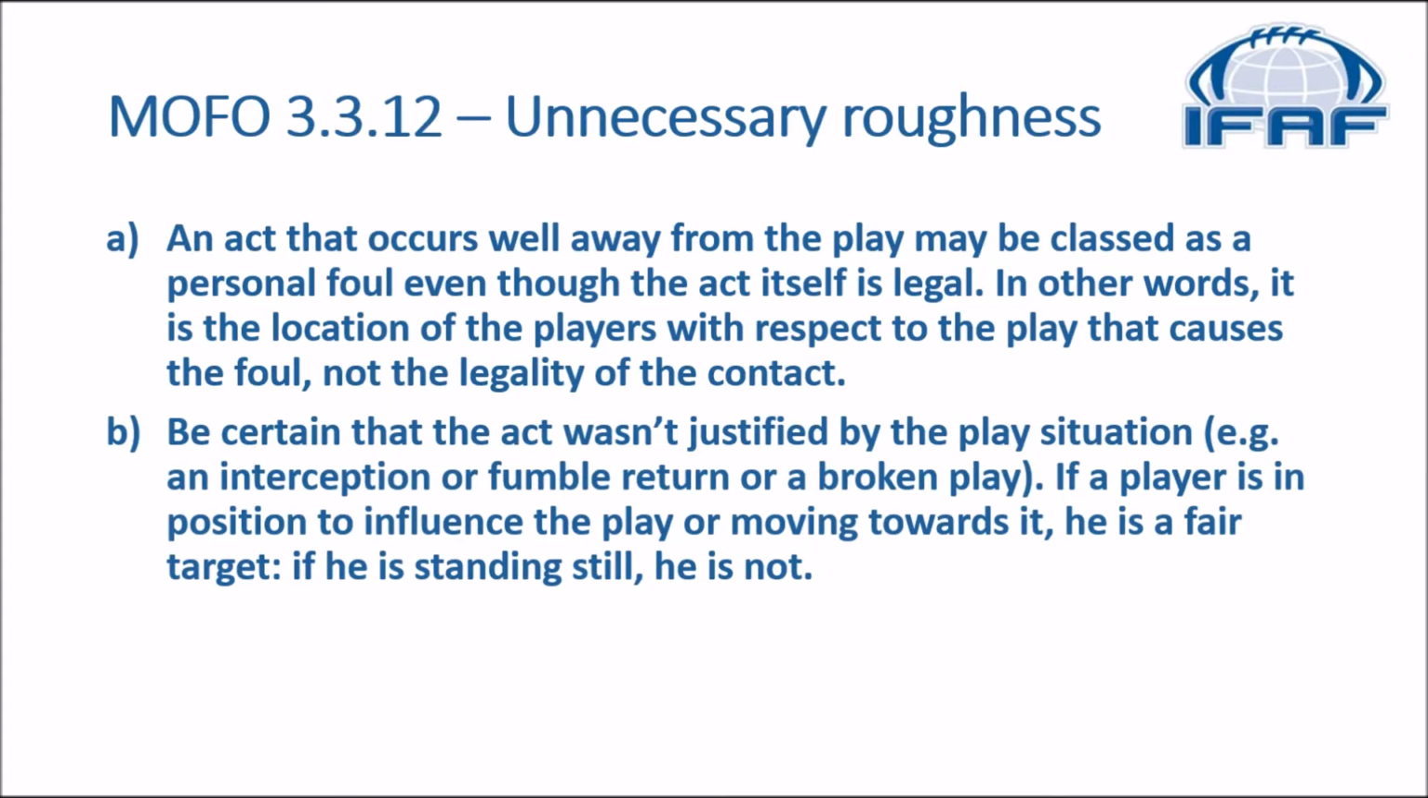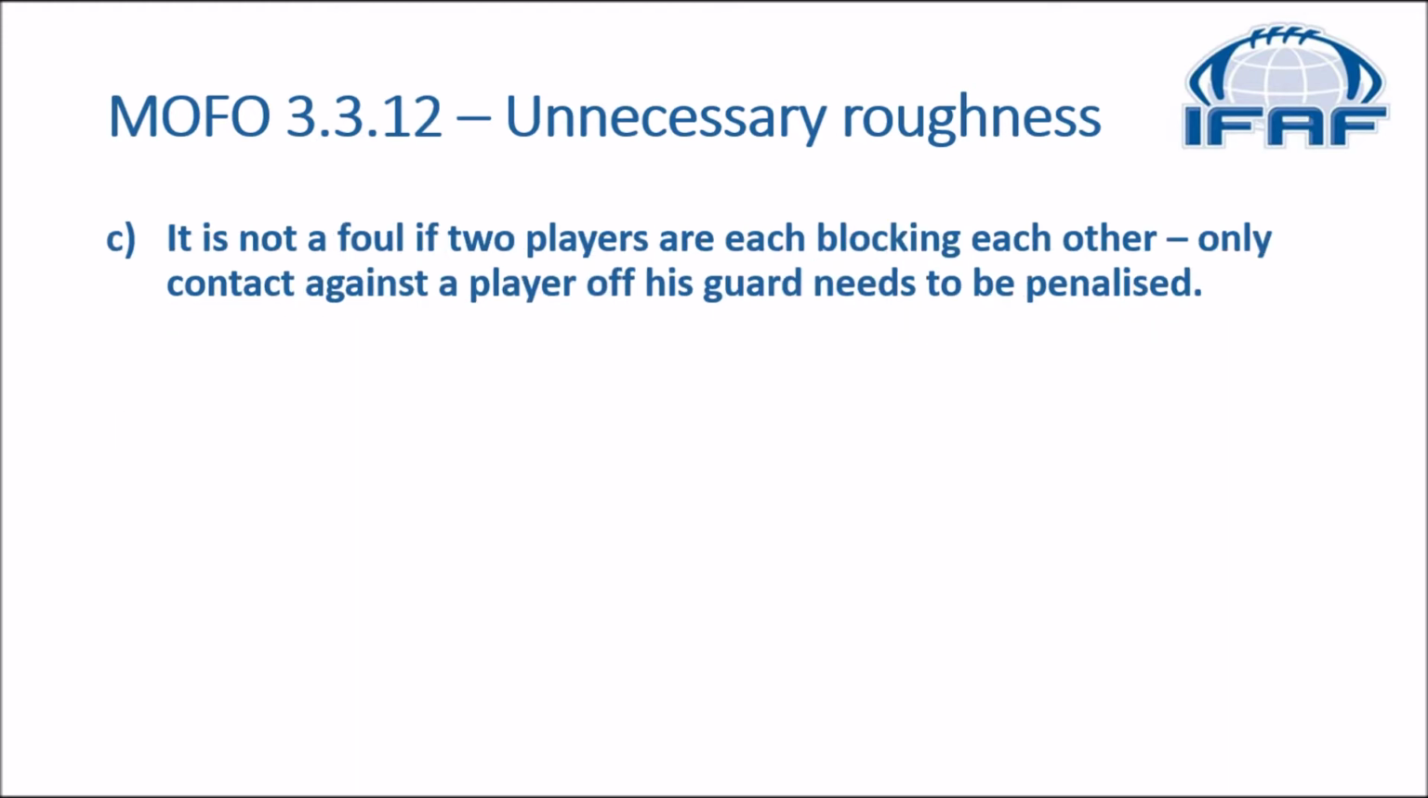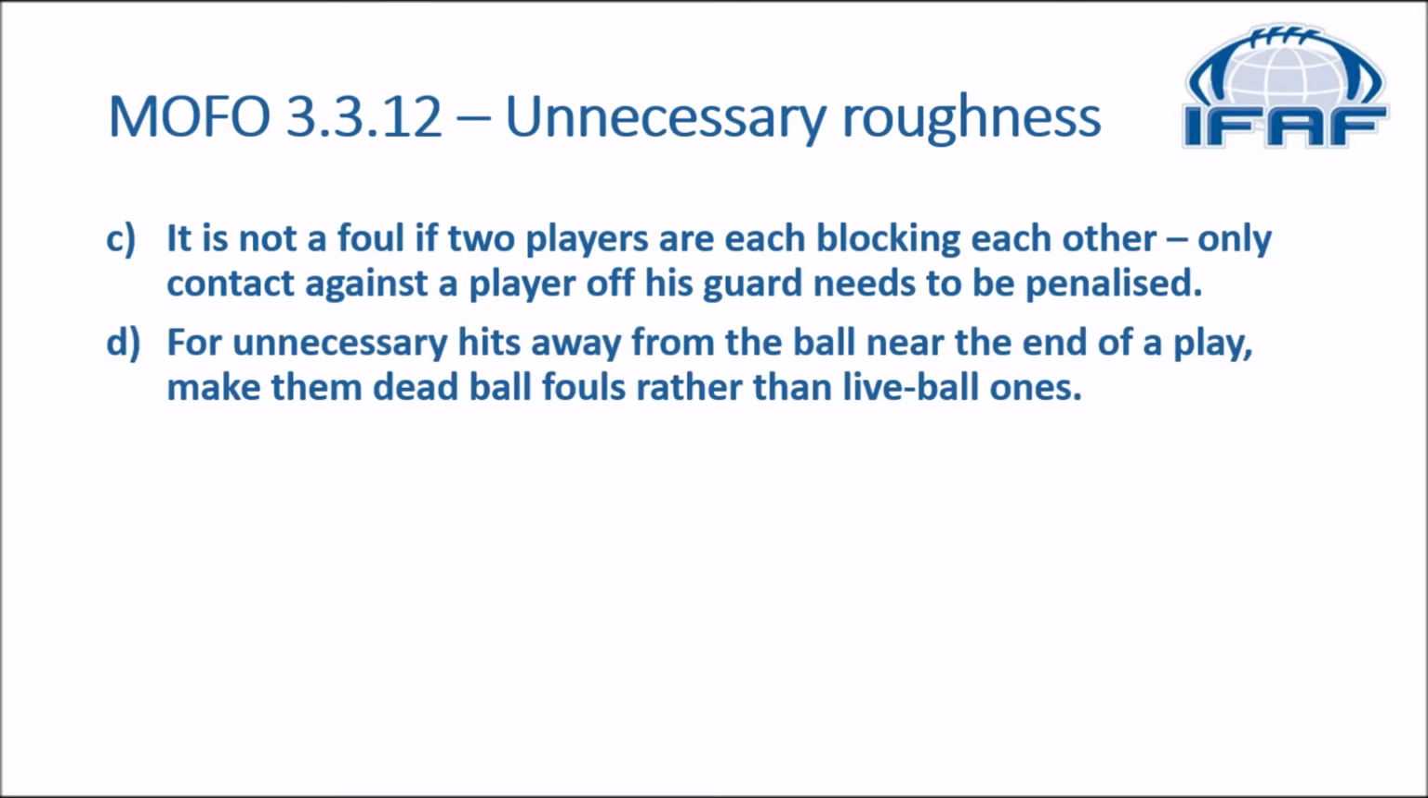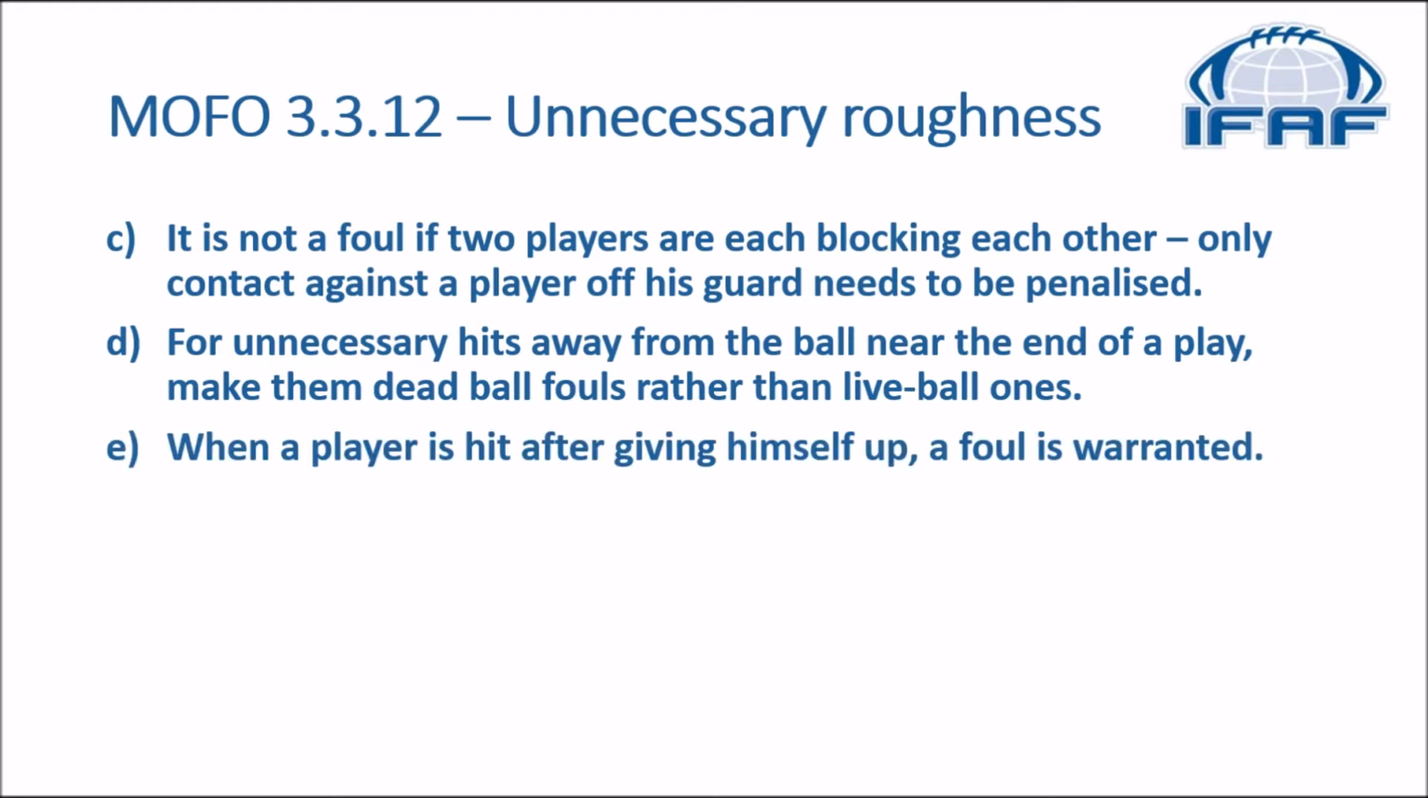B, be certain that the act wasn't justified by the play situation, for example an interception or fumbled return or broken play. If a player is in position to influence the play or moving towards it, he is a fair target. If he's standing still, he is not. C, it is not a foul if 2 players are each blocking each other. Only contact against the player off his guard needs to be penalized. D, for unnecessary hits away from the ball near the end of the play, make them dead ball fouls rather than live ball fouls. And finally, E, when a player is hit after giving himself up, a foul is warranted. And that was the book. Now let's have a look at some real live examples in the game film.